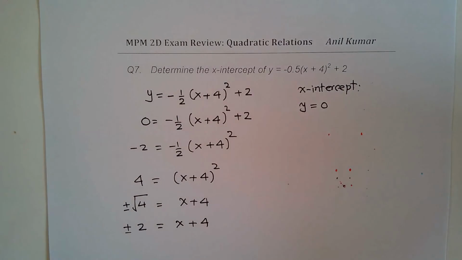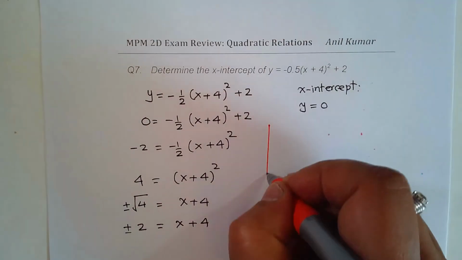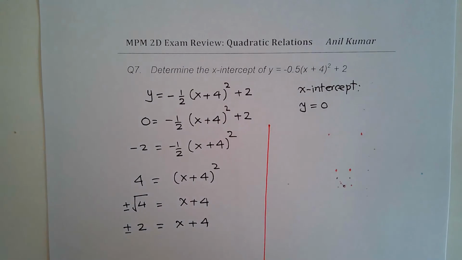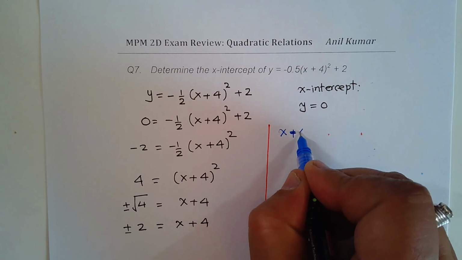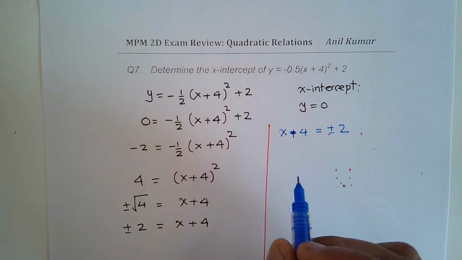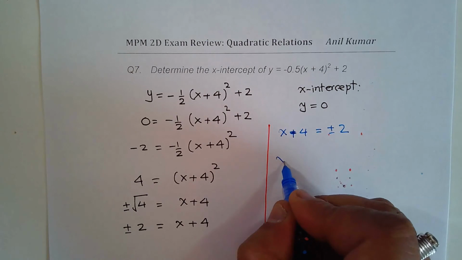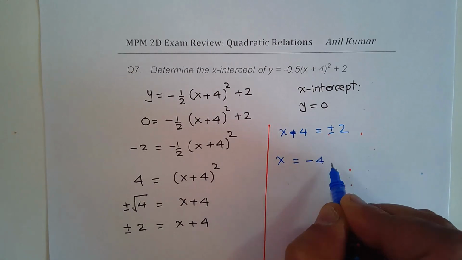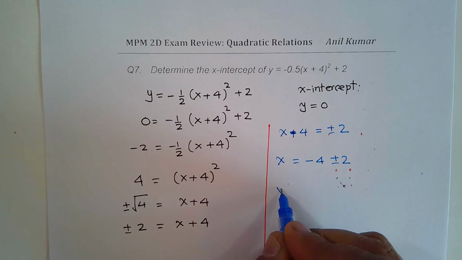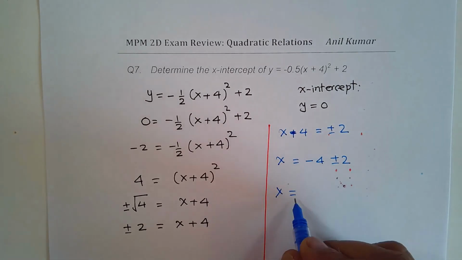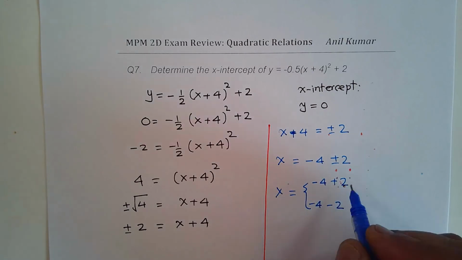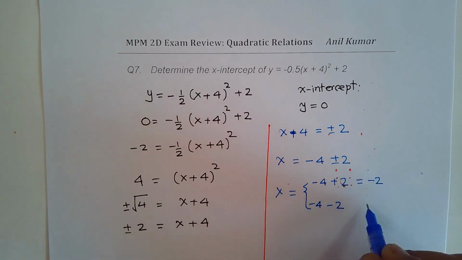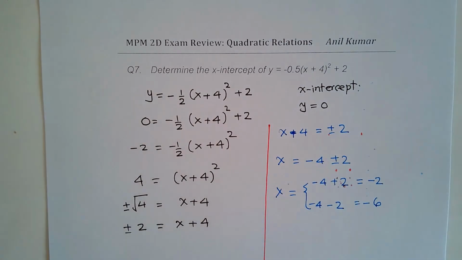So that becomes a part solution. Now we can actually find the value of x. Let me write it on the right side. So what we have here is that x plus 4 equals to plus minus 2. Taking 4 to the right side, we get x equals to -4 plus minus 2. So we have two solutions, and we can write this as x equals to -4 plus 2 or -4 minus 2. So which is -2 or -6. So that becomes the two x-intercepts for the given relation.